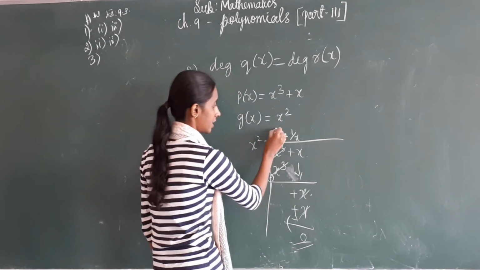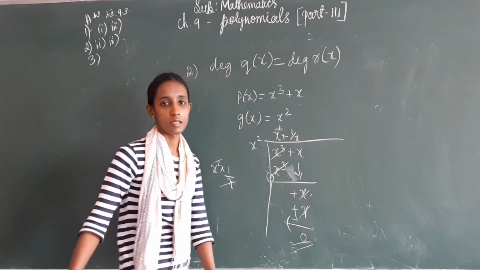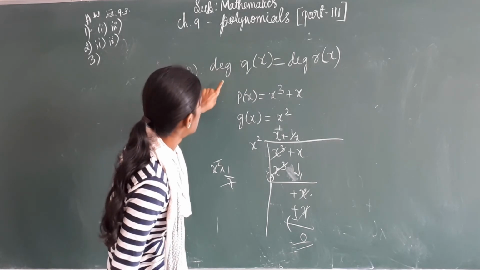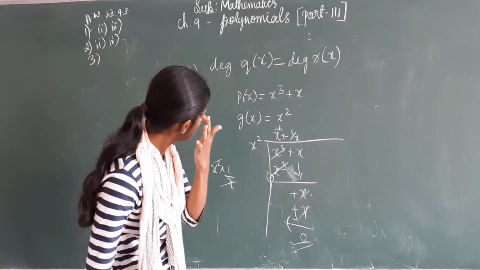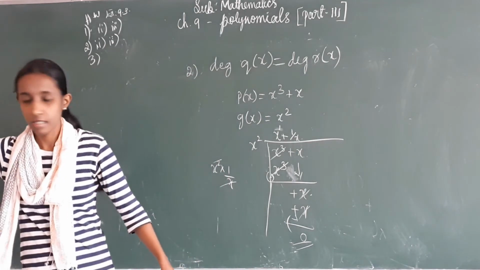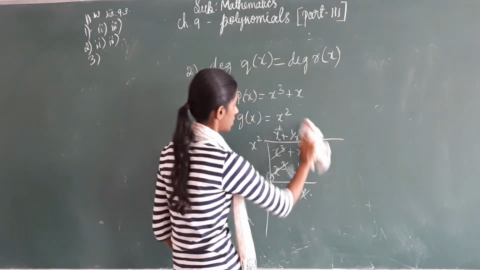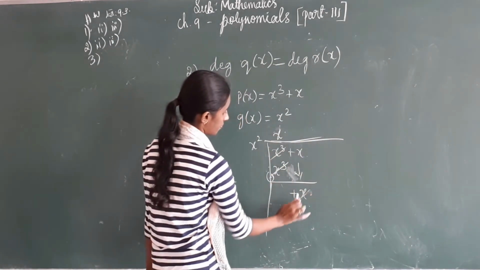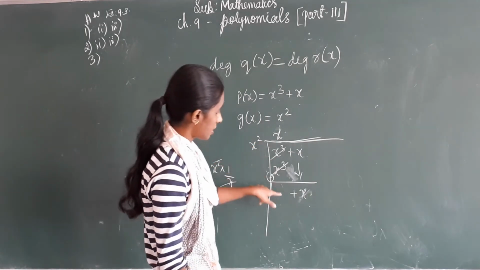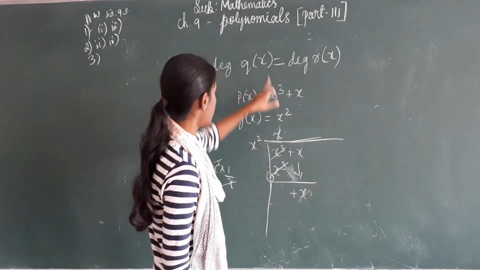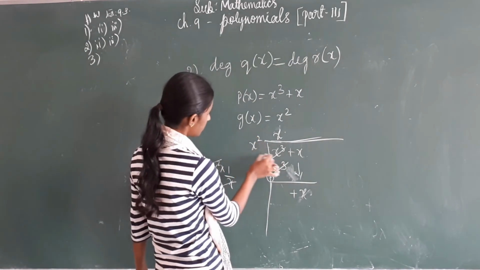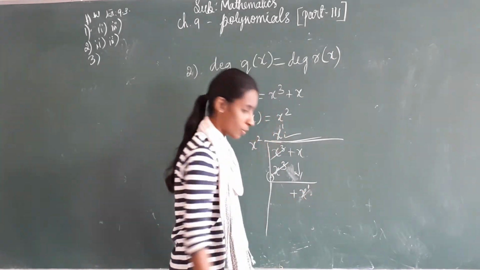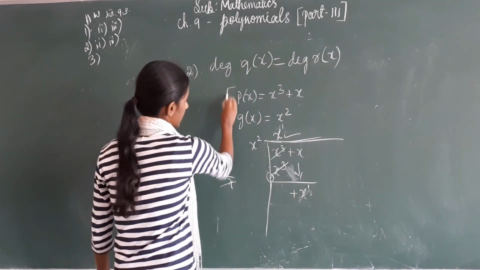So here what is the degree? It is 1. And what is the condition that I have given? Oh, sorry. You do not need to cancel. x square into x is x cube, and the remainder is x. So what is the degree of q of x, that is the quotient? Degree of q of x is 1. What about the degree of the remainder? It is also 1, isn't it? So the example is this.